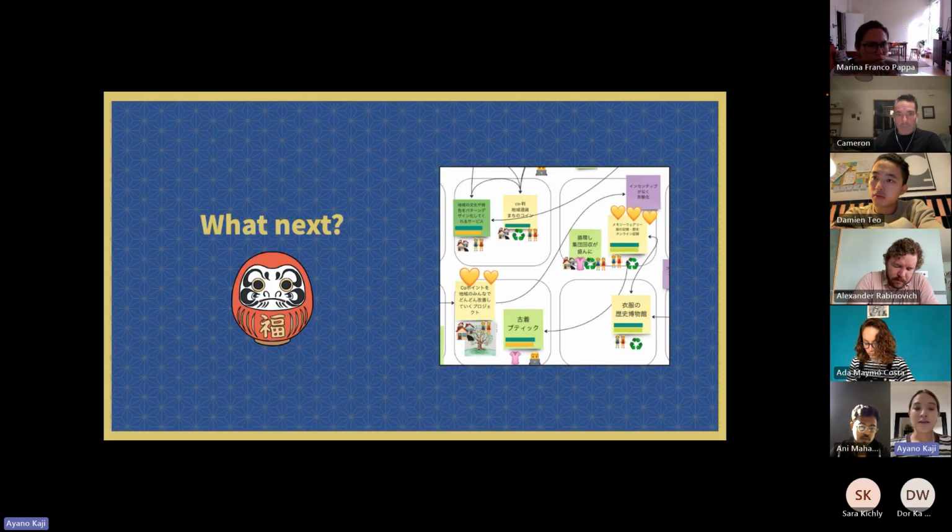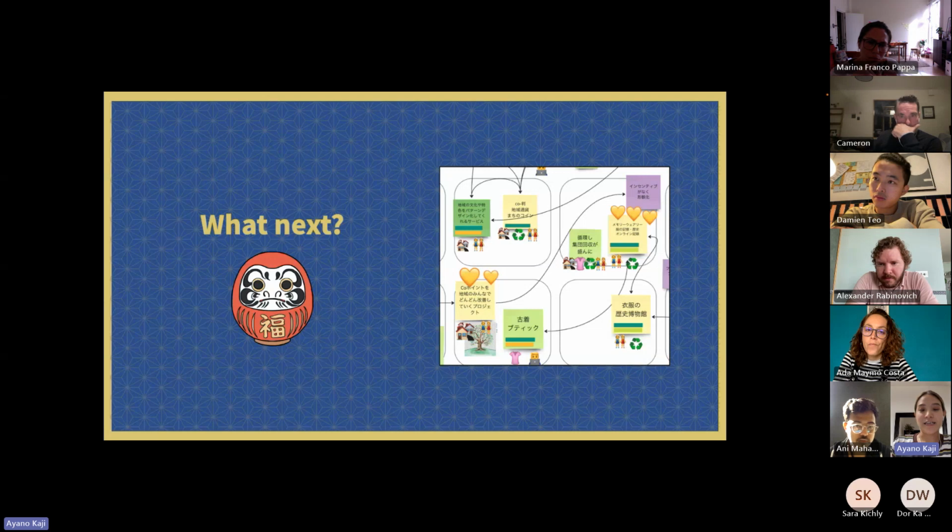And at the end of the second workshop, I asked participants to vote on their most favorite service or initiative in the map. Based on the popular ideas, I asked them to vote with a yellow heart. We are planning to prototype with Tokyo residents tomorrow night.